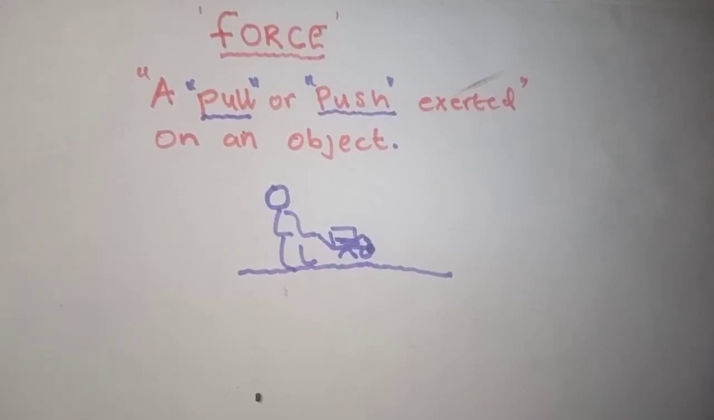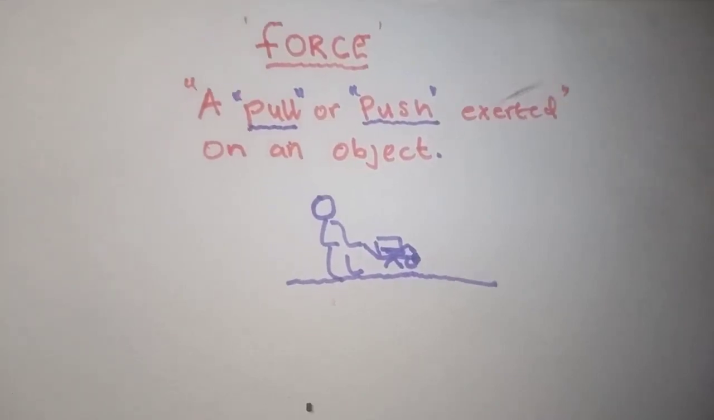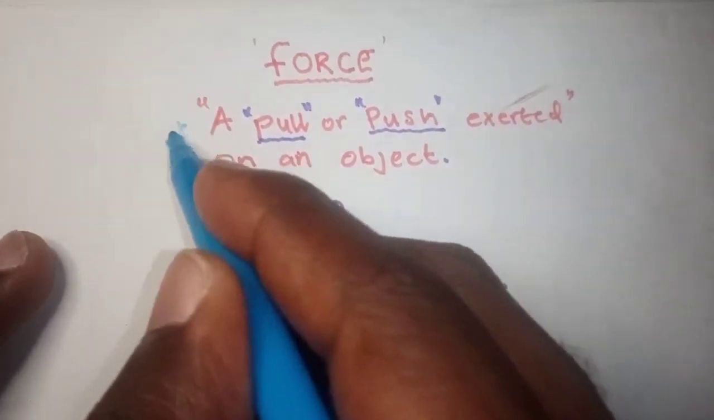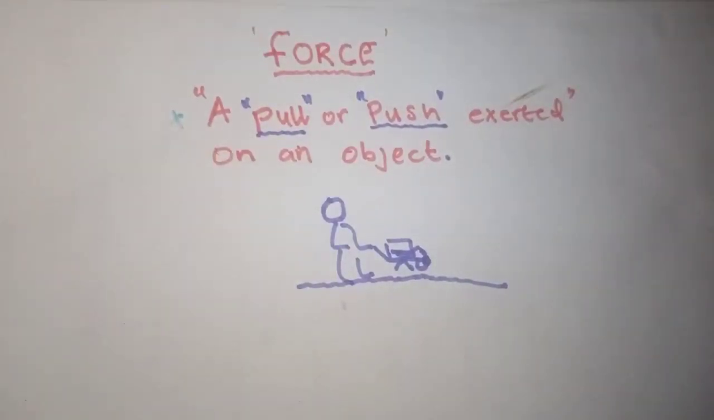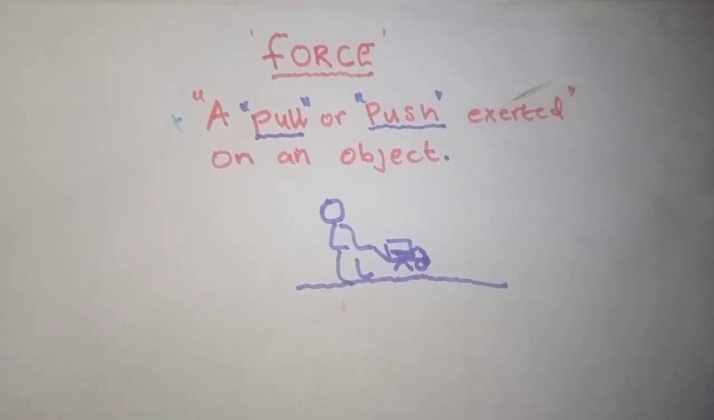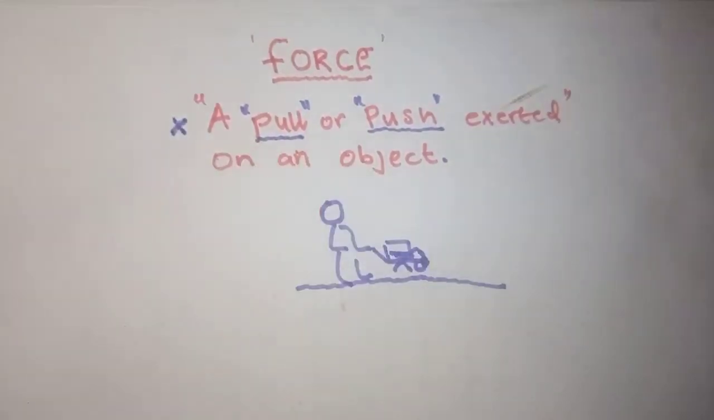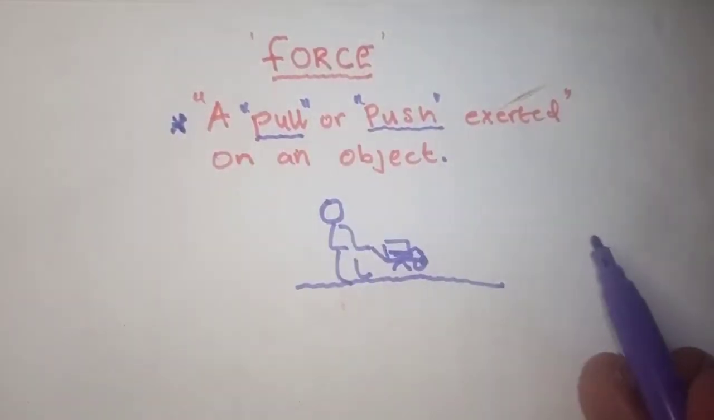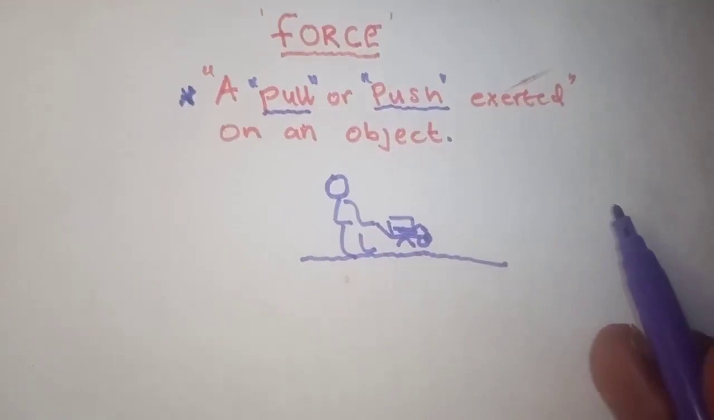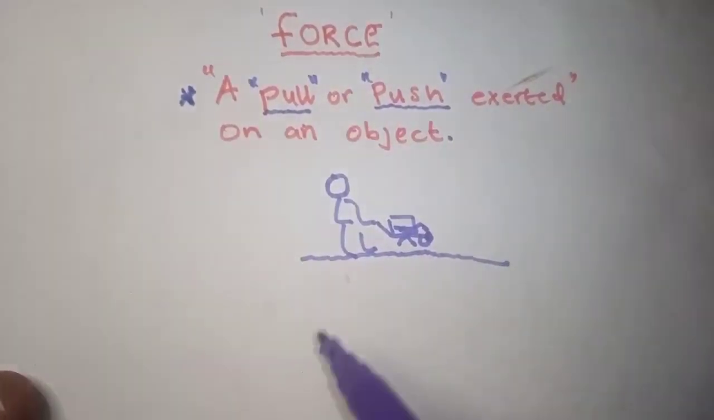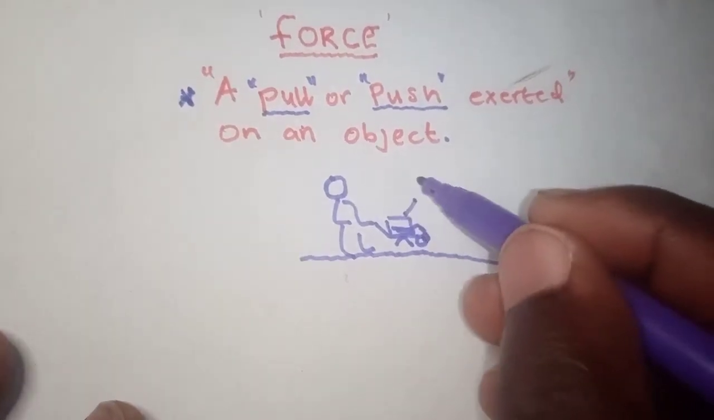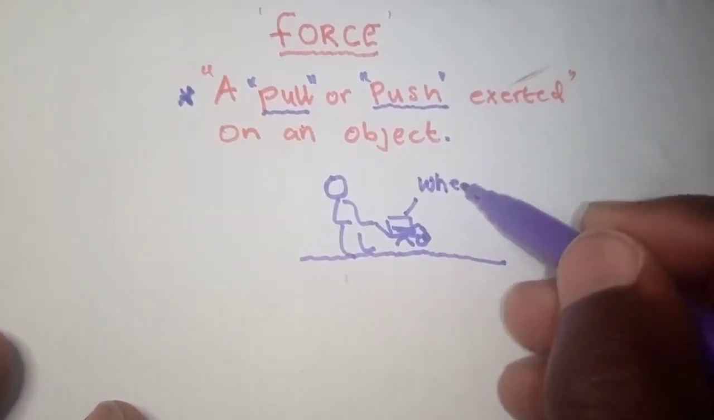Okay, so force is defined as a pull or a push that is exerted on an object. All objects around us, including us human beings, are affected by what? By force. So a force is a pull or a push exerted on an object. Let's consider this person here pushing this wheelbarrow.